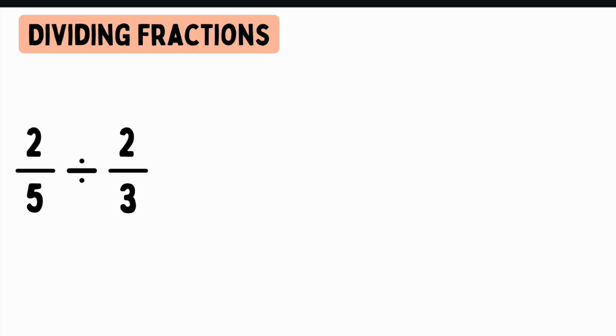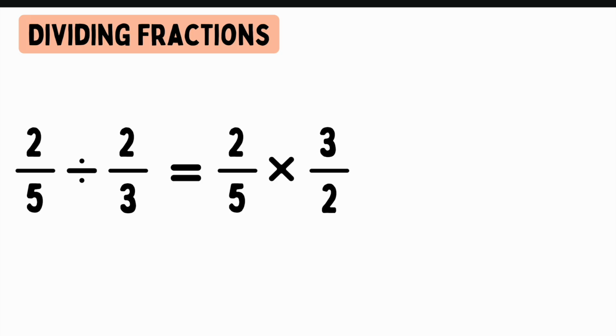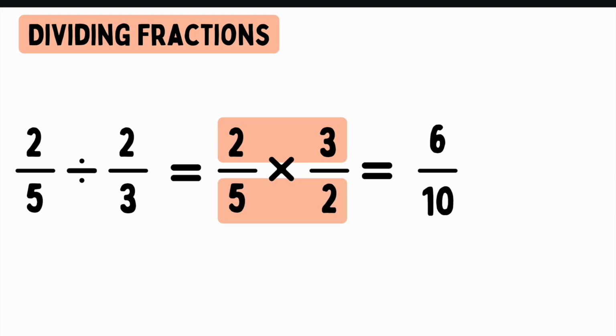2/5 divided by 2/3. Let's keep the first fraction, 2/5. Let's change the sign to a multiplication sign, and let's flip the 2/3 to 3/2. Let's multiply the numerators. 2 times 3 equals 6, and the denominators, 5 times 2 equals 10.